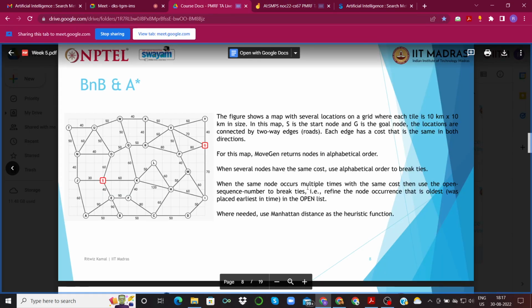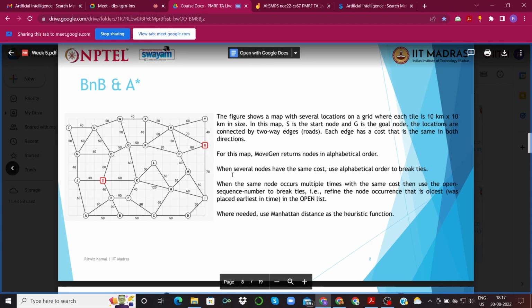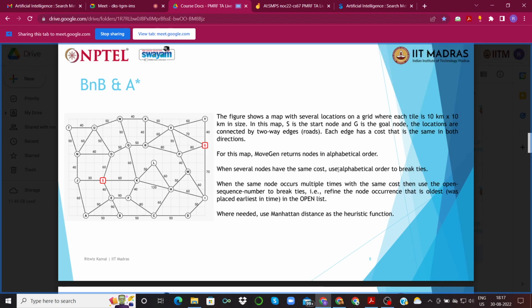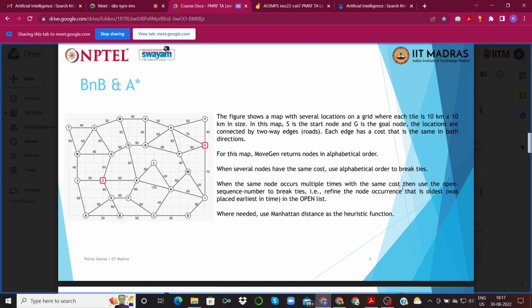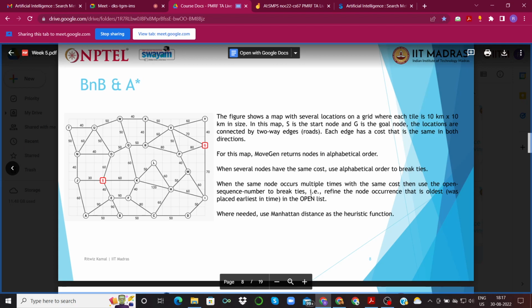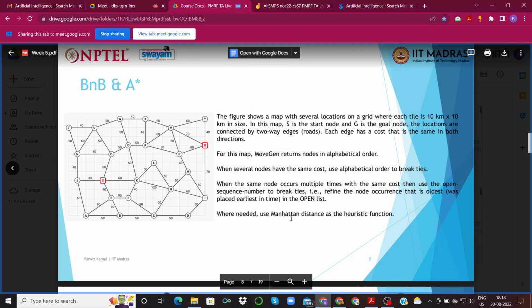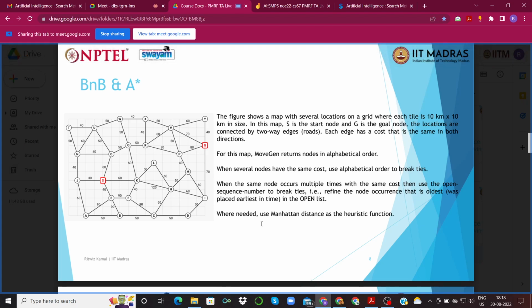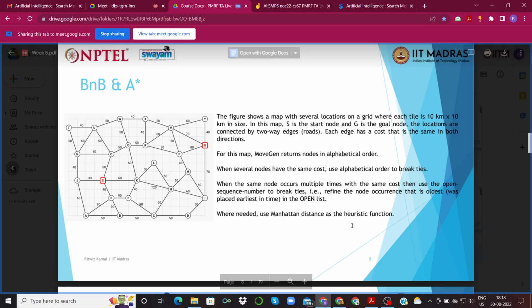Some other assumptions are that, as you were mentioning, ma'am, when several nodes have the same cost, we use alphabetical order to break ties. Also, when the same node occurs multiple times with the same cost, we use the open sequence number to break ties. If you don't get it right away, don't worry about it. It'll get clearer as we discuss the steps of the method that we are going to use. And wherever necessary, we can use the Manhattan distance as a heuristic function.